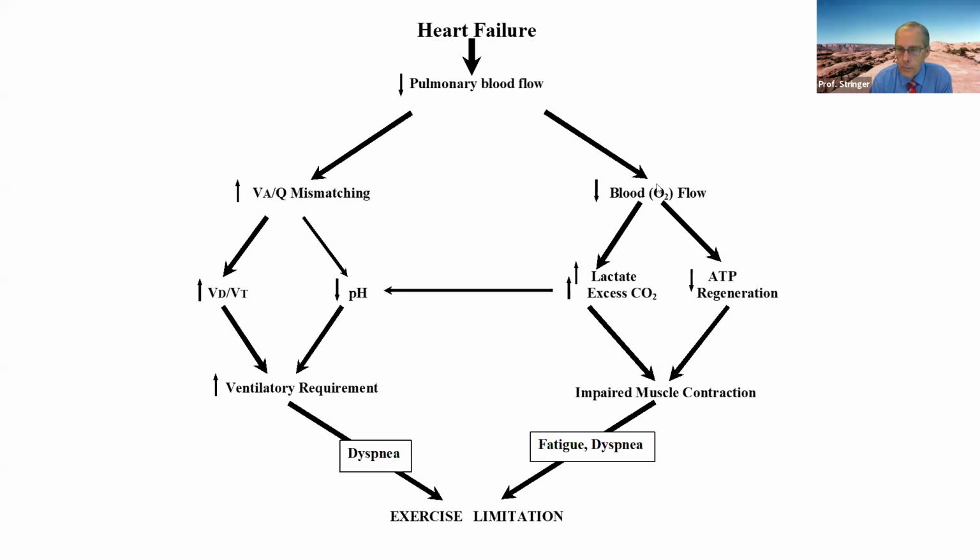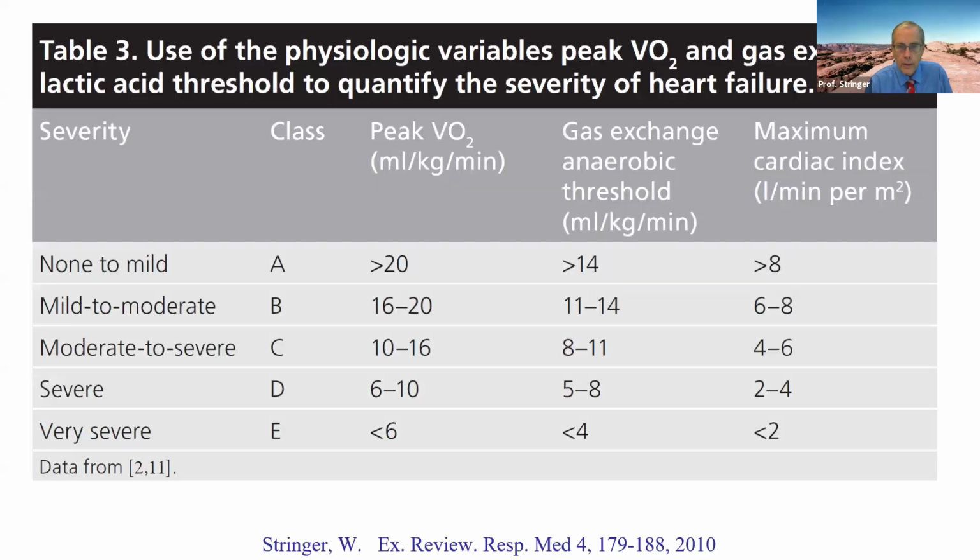The other one is the perfusion problem: excess lactate from the tissue, reduced ATP regeneration in the muscle, impaired muscle function, and then fatigue and dyspnea from that. So all of those are true, whether it's systolic or diastolic or preserved or reduced ejection fraction.